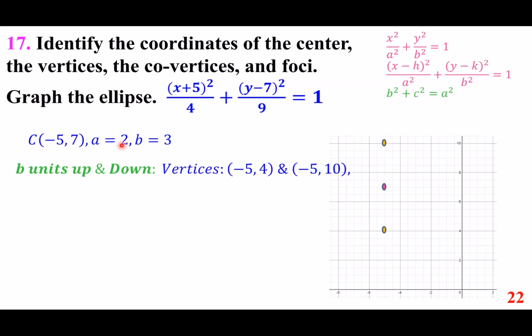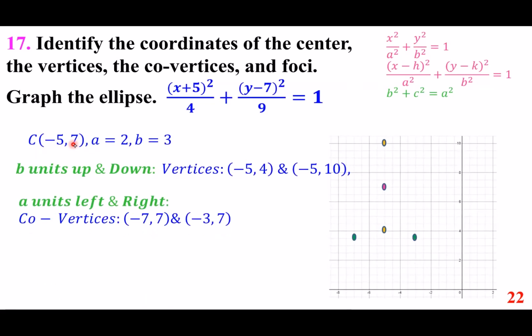A means 2 units to the left and to the right. So to the left, -5 - 2 makes it -7. To the right, +2 makes it -3. And of course, the y coordinate is the same. Plot those pairs. Right now, we can graph it, but let us go over the foci.